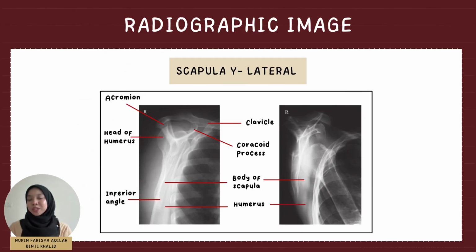This slide shows the scapula-Y lateral projection, which is a special view primarily used in a trauma setting to assess for a shoulder dislocation or a scapular fracture. In this radiograph, it shows clearly the humeral head is superimposed over the glenoid cavity and the acromion is projected laterally, while the coracoid is anterior. The body of the scapula is visualized as the vertical limb of the Y, and there is no significant rotation visible in this radiograph.